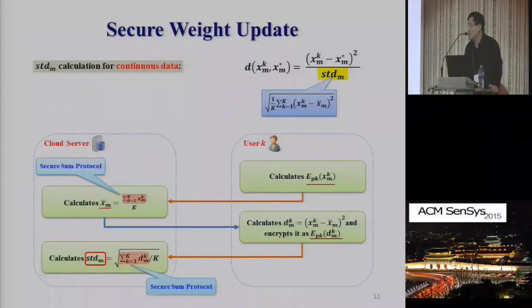And the cloud server will first be able to calculate the summation of the distance using the secure sum protocol and finally derive the standard deviation. And here we should note that the standard deviation for each object only needs to be calculated once.